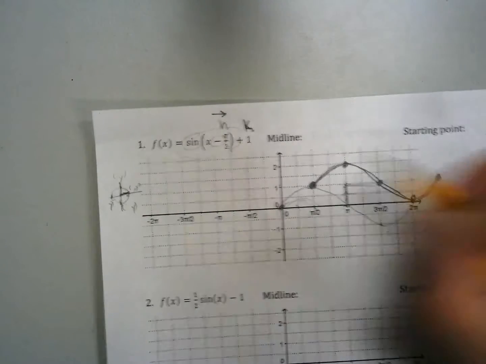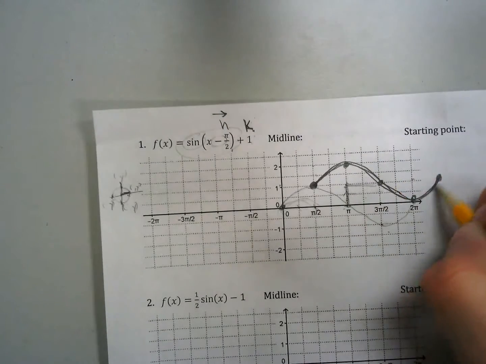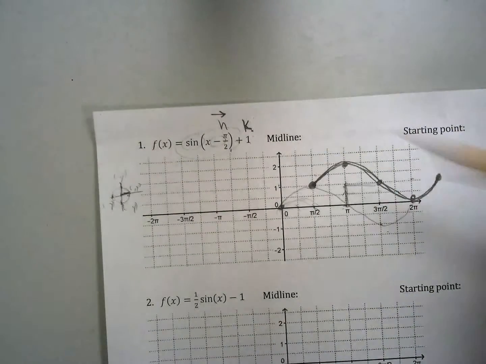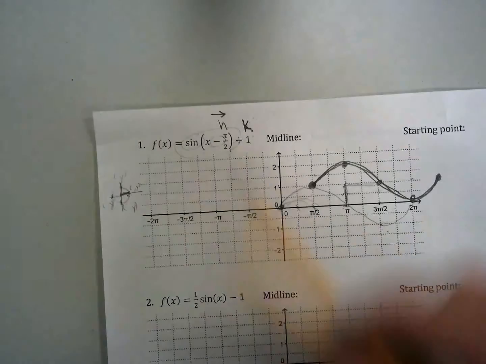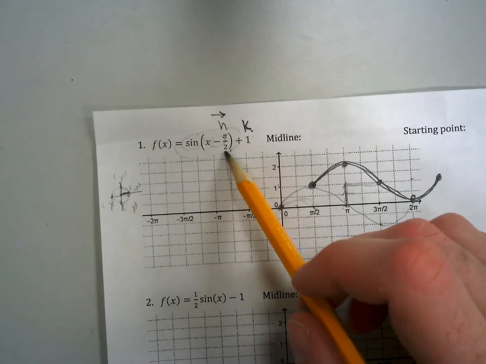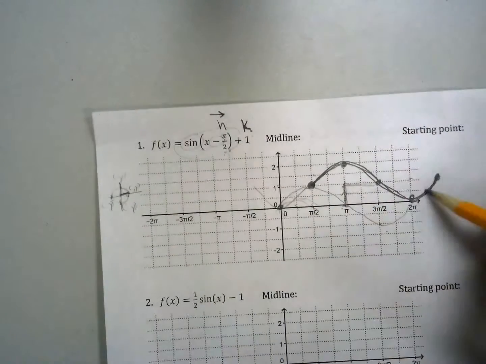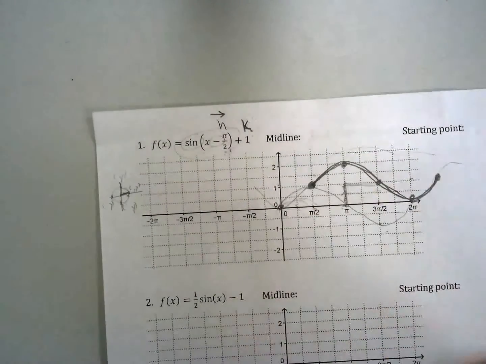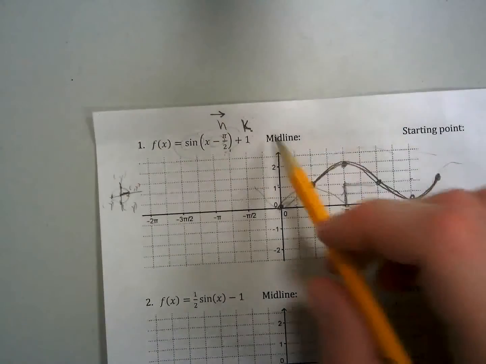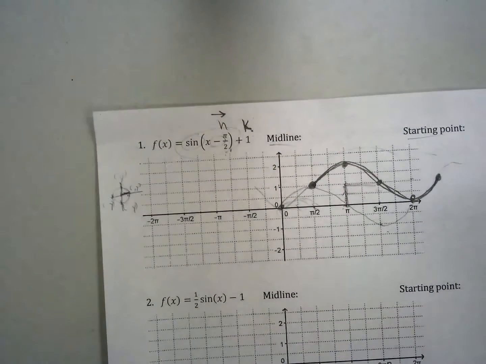Shifted up 1 on the y-axis from that k value, and to the right, pi over 2 from that h value inside the parentheses. Now, we remember these continue on in both directions, but we only need to graph one curve for now. This midline and starting point is another way to help you get familiar with the amplitude and shift.